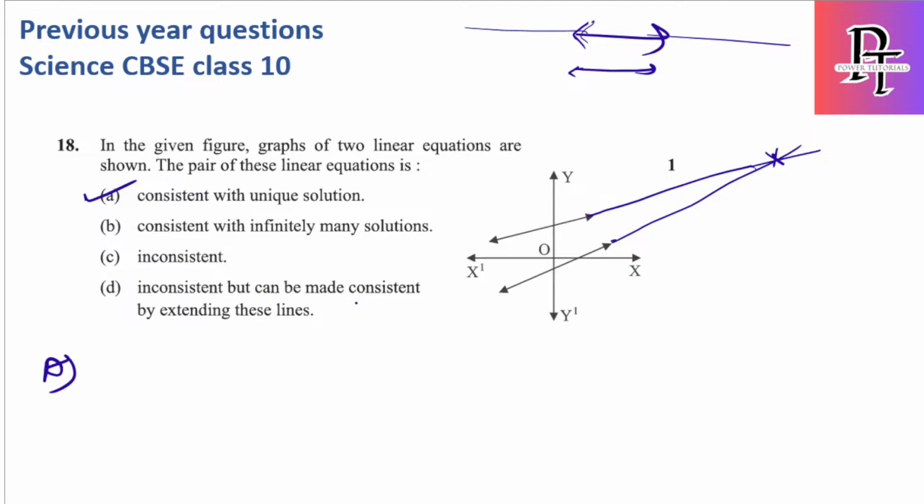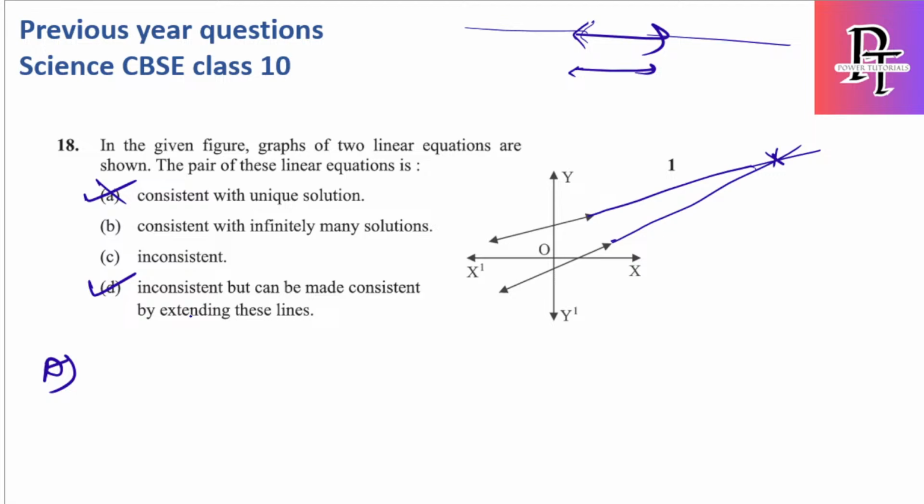Inconsistent, but can be made consistent by extending these lines. Yes, this should be the right answer, because here these are not coincident, but if we extend them, then it is clearly consistent. So you can say this is the right answer, not this one, because we have extended to get the solution.